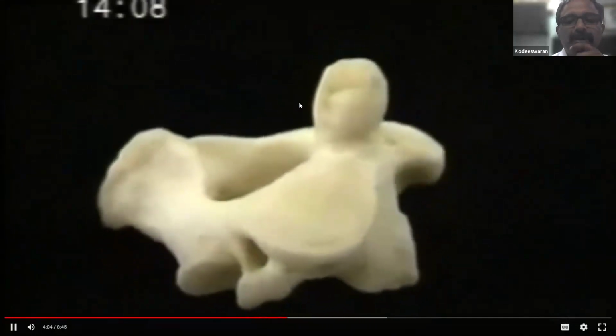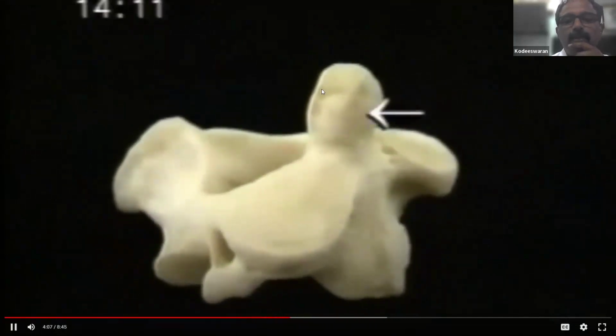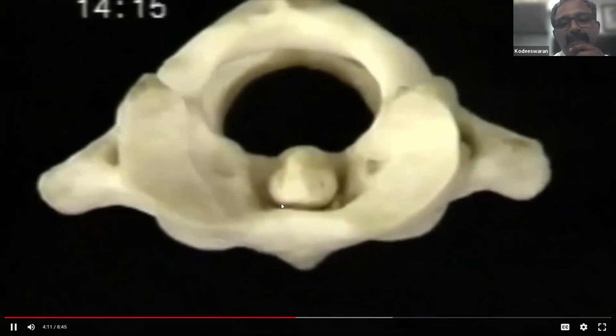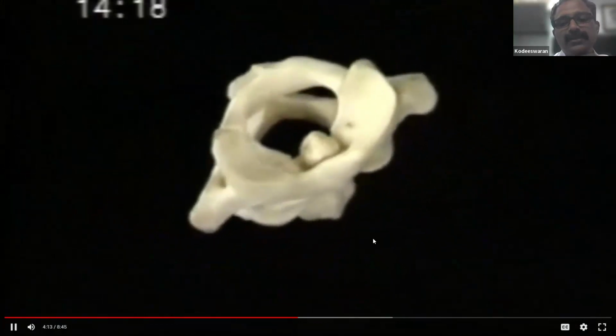This is the articular point of the odontoid, both anterior and posterior. Posteriorly, it is articulating with the transverse ligament. Anteriorly, it is articulating with the anterior arch of C1.